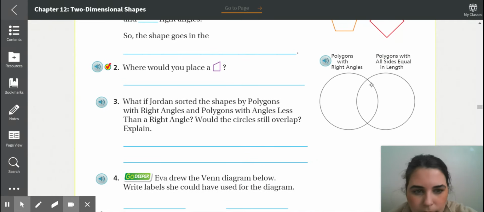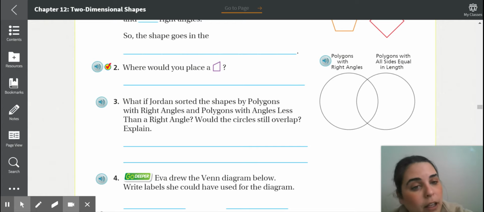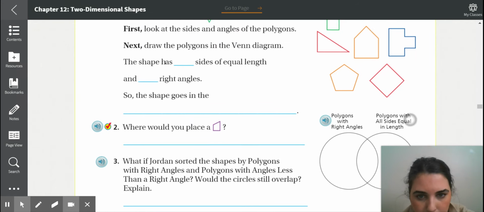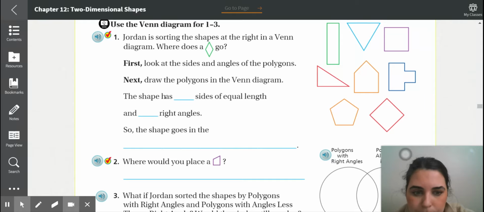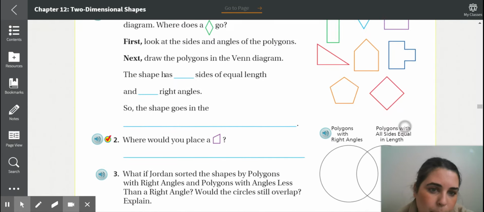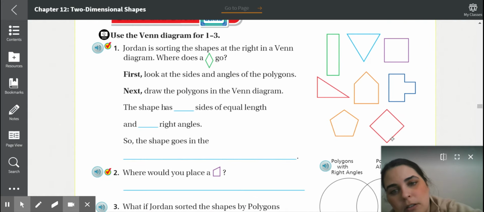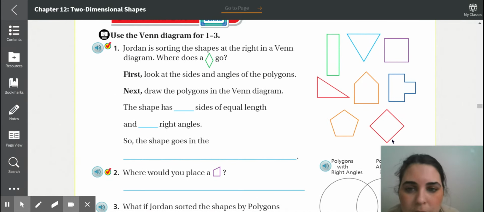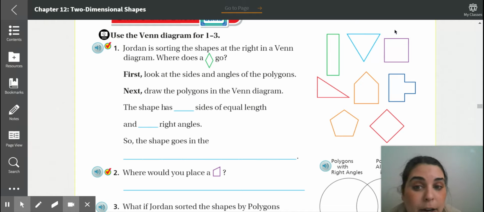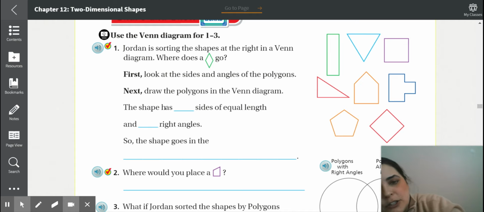So, sorry. Let's look at the Venn diagram first. Polygons with right angles, polygons with all sides of equal length. Okay, so let's start reading the problem. Jordan is sorting the shapes at the right, that's all these shapes here, in a Venn diagram. Where does this shape go? So that's a rhombus. Where does the rhombus go?